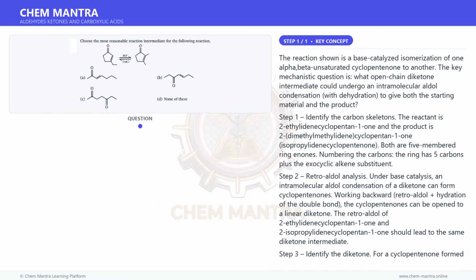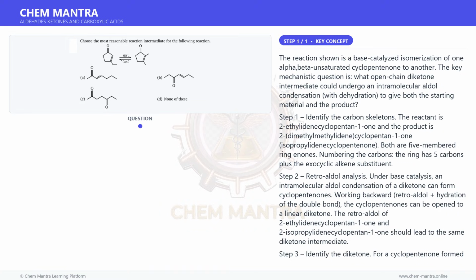Numbering the carbons, the ring has 5 carbons plus the exocyclic alkene substituent. Step 2. Retroaldol analysis. Under base catalysis, an intramolecular aldol condensation of a diketone can form cyclopentenones. Working backward, retroaldol plus hydration of the double bond, the cyclopentenones can be opened to a linear diketone. The retroaldol of 2-ethylidenecyclopentan-1-one and 2-isopropylidenecyclopentan-1-one should lead to the same diketone intermediate.